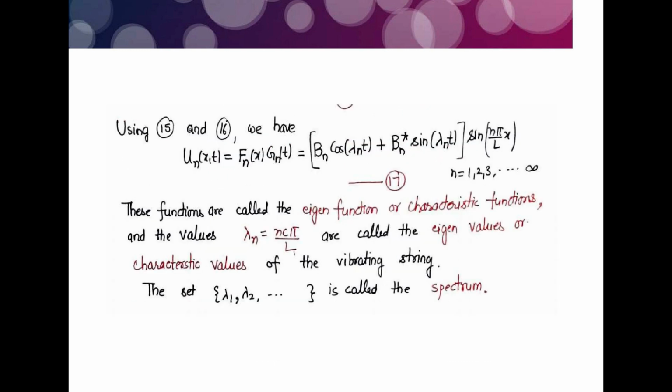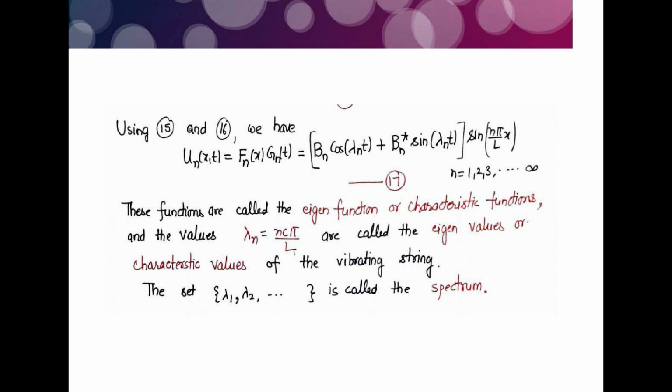So using equation number 15 and 16, we have the solution u n of x, t, because as we change n we get different solutions. So I am denoting a solution corresponding to n as u n of x comma t. This is the product of f n and capital G n. Using equation number 15 and 16, finally we have equation number 17: B n cos lambda n t plus B n star sine lambda n t. Then we multiply this by sine of n pi over L into x, and n is taking values from 1, 2, 3 up to infinity.